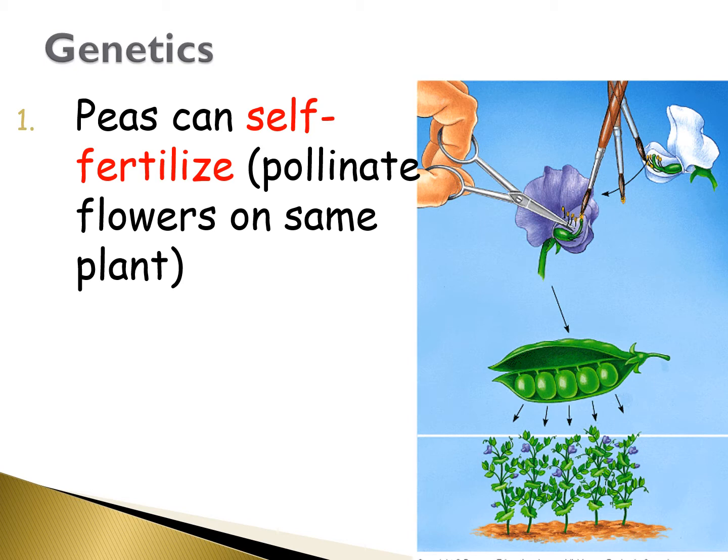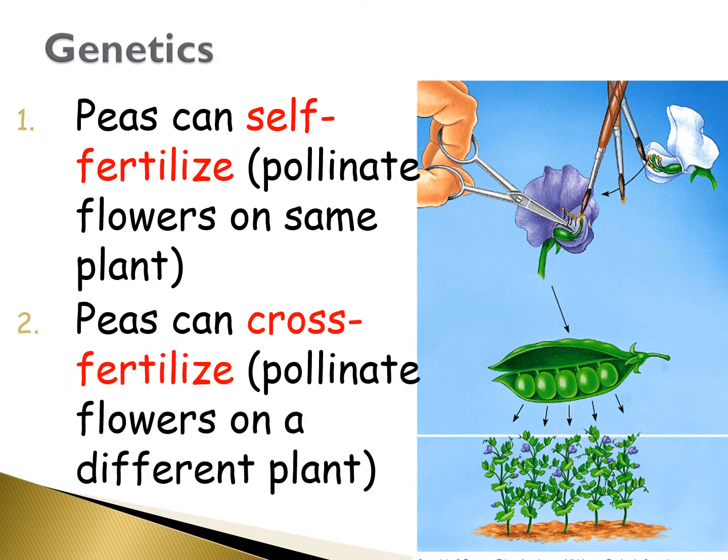A lot of creatures cannot self-fertilize because the sperm has a chemical coating on it, and the egg has a chemical coating on it. If those chemical coatings match, like things repel. So the egg and sperm kind of repel each other a little bit. But in the case of peas, they can. They can also cross-fertilize, which is pollen from plant A fertilizing the flower from plant B.